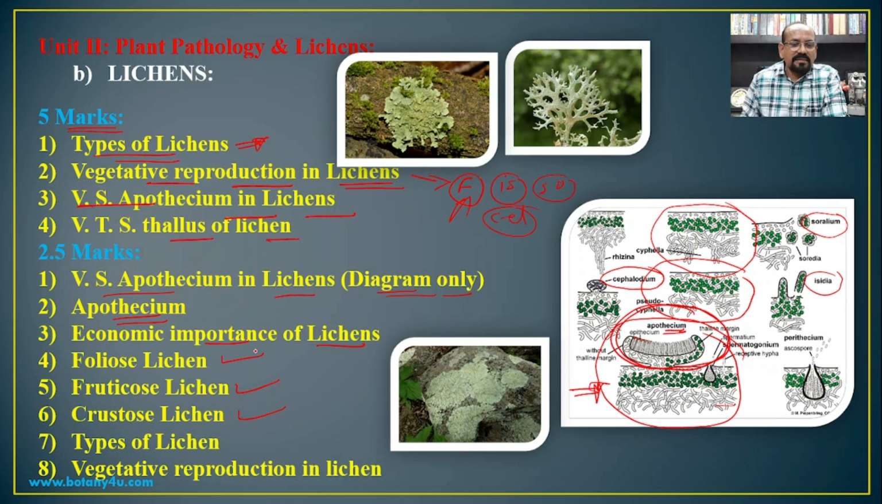Then again, as we have seen in the earlier question, the types of lichen. There are 3 types of lichen, so each type can also be asked for a 2.5 mark question. Then again, the types of lichen, it was earlier asked for a 5 mark question, and even for a 2.5 mark question. So both types of interconversion of the questions will be there according to the description. Then vegetative reproduction in lichen, the same question was asked earlier for 5 marks also.